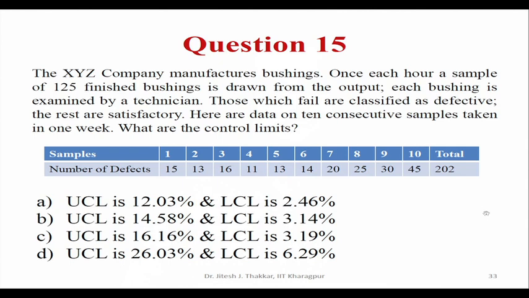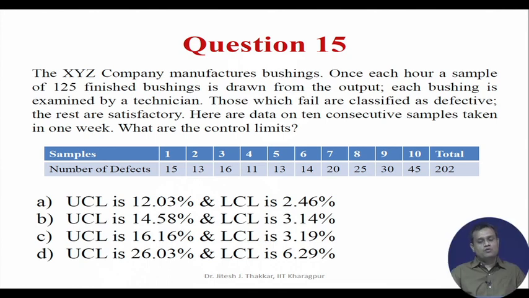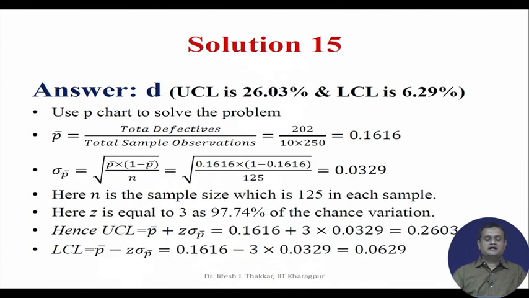And the last question in this assignment is question 15. The XYZ company manufactures bushings. Once each hour a sample of 125 finished bushings is drawn from the output, each bushing is examined by a technician and those which fail are classified as defective, the rest are satisfactory. Here you are given the data set on 10 consecutive samples which are taken in 1 month. You are supposed to find out the control limits. You can see the options on the screen and the correct answer is D. UCL is 26.03% and LCL is 6.29%.